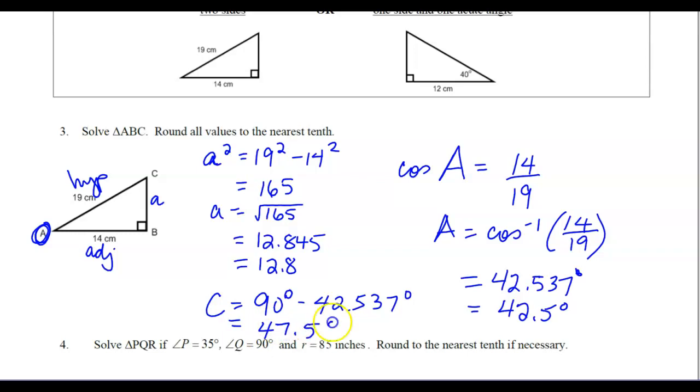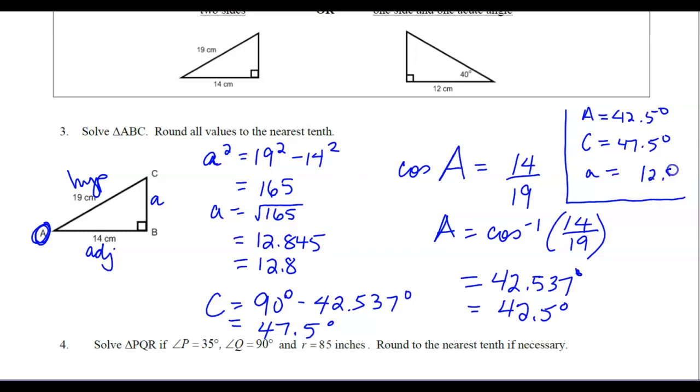47.5. Okay, so I'm going to summarize up here. Angle A is 42.5 degrees. Angle C is 47.5. They should add to 90, right? Which they do. And then lowercase a is 12.8 centimeters. So there's a difference between a capital letter and a lowercase. Some of you get a little bit lazy in math with that, but you can't. There's a difference.